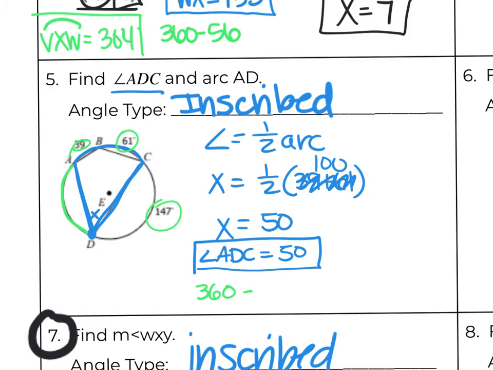So if you want to add them up first and then subtract, or if you want to do 360 and then just minus, minus, minus, either way. Isn't it minus 150? I didn't see the 147. No. Okay. Yeah. Well, that was 100 though. 13. All right. What did you guys get? Me too. And I did minus 247. So arc AD equals 113.